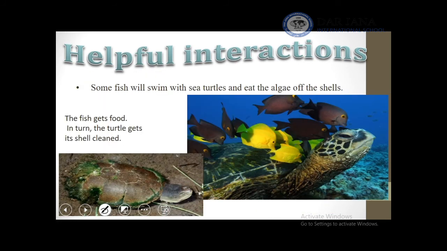How is that? The fish will get its food. At the same time, the turtle will have a clean shell or a clean cover. For that, it's helpful for both animals. So for that, it's called a helpful interaction.